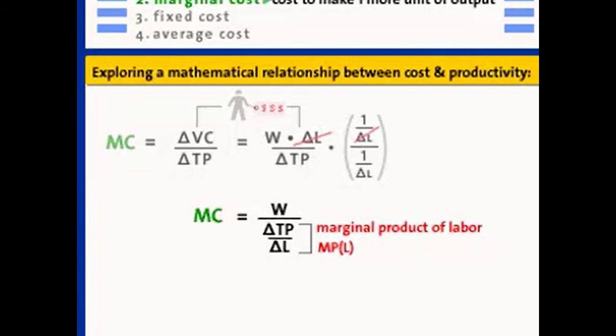What have I just proved? I've just proved with a few steps of logic and math that the marginal cost is equal to the wage divided by the marginal product. Now, you can go back and check the numbers that we've used before and see, in fact, that this is true. I'll do that in a little bit.